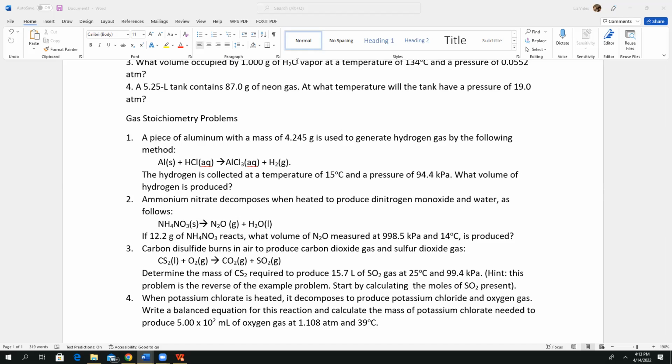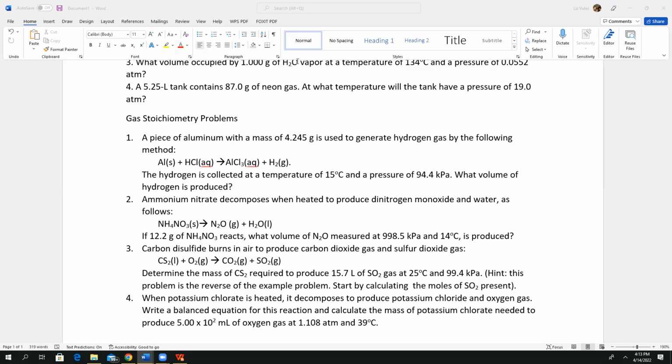When you turn these in, I'm going to require you to show your work, but right now, at least you know that your answers are correct, which is good. Okay. What do I do with 4.245 grams? Okay. All right, here we go.